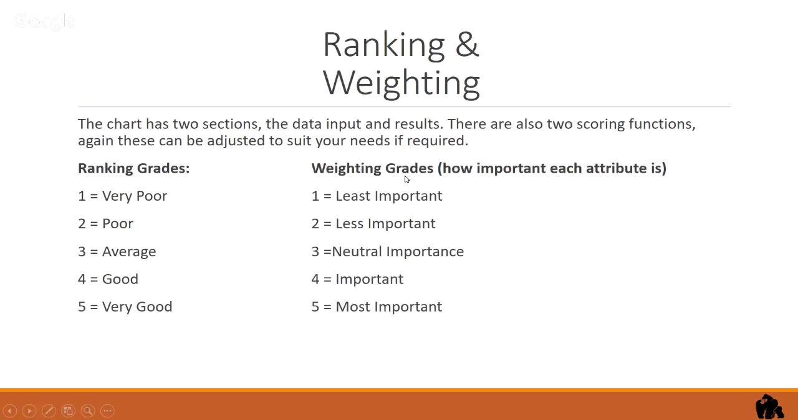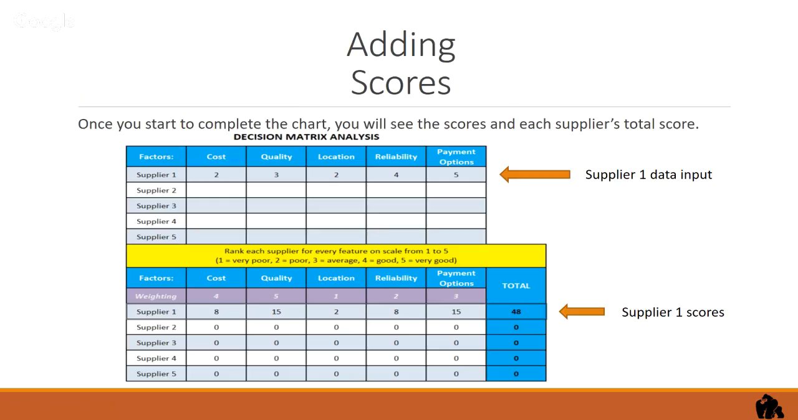Okay, now the weighting grades how important each attribute is to you. Notice if they're all the same, you wouldn't have a weighting in there. But I think some things are more important than other things. So if you want to weight it, and again, you can decide which ones you weight, 1 is the least important, 2 is less important, 3 is like neutral importance, so this is neither here nor there, 4 is important, and 5 is the most important. So let's have a look and see what we've got in ours.